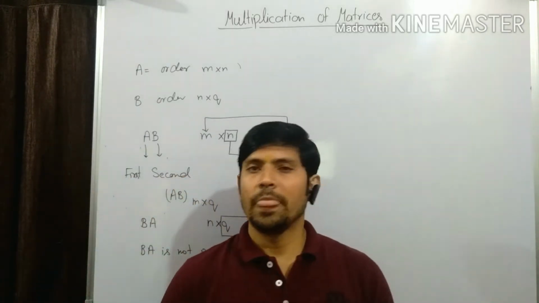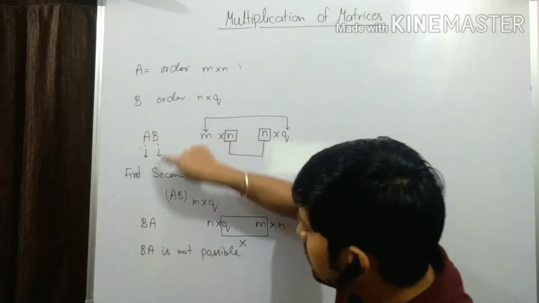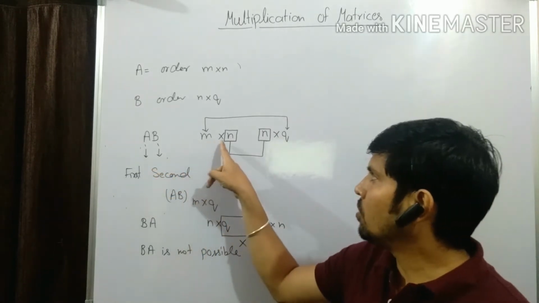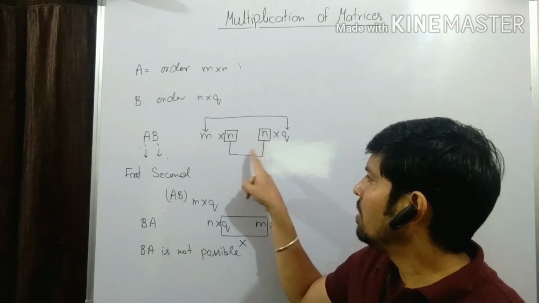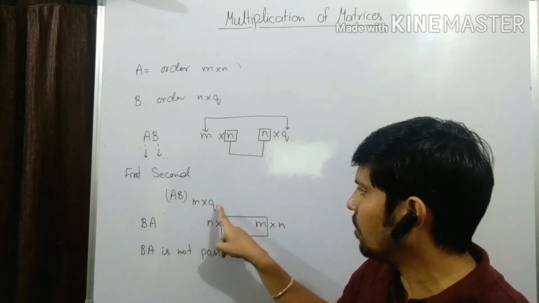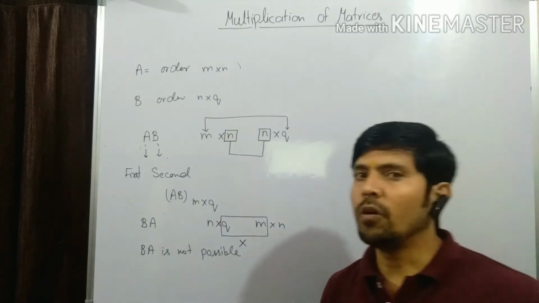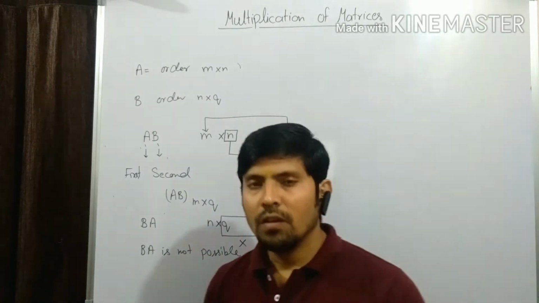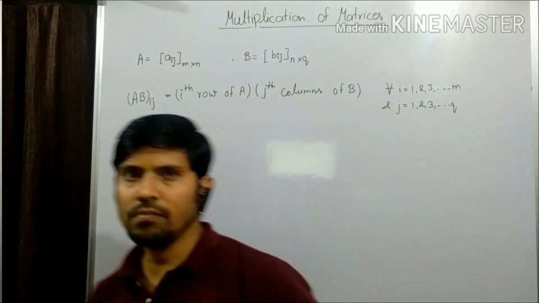So you have seen that A into B is possible and B into A is not possible. It is only possible when the number of columns of the first and the number of rows of the second matrix are the same, and the order of the new matrix will be m cross q. BA is not possible, does not exist. Hope you got this. Now we will take an example to understand how we are going to multiply.